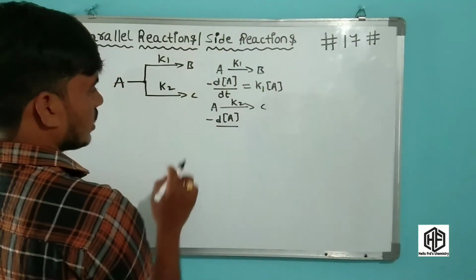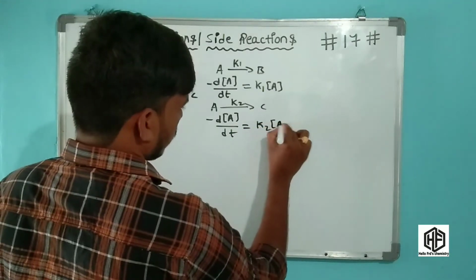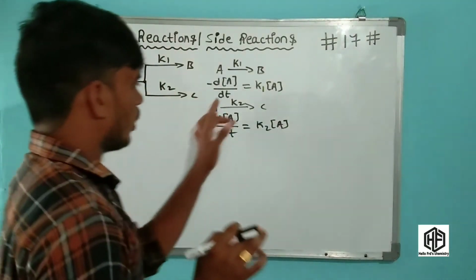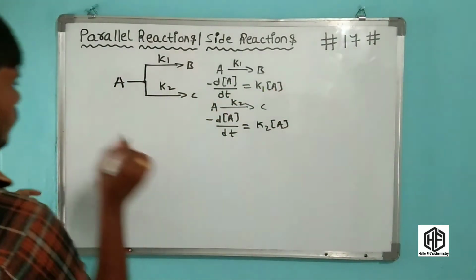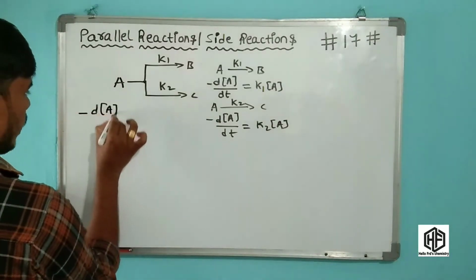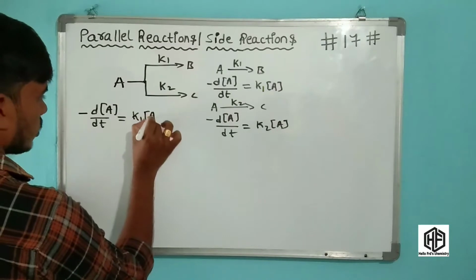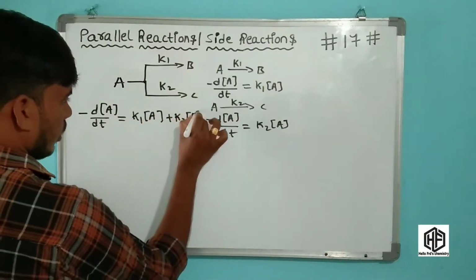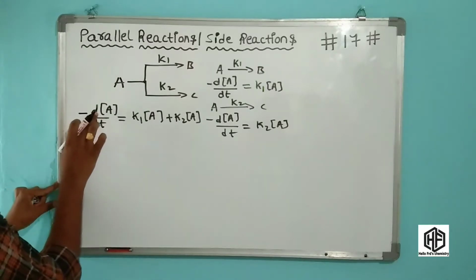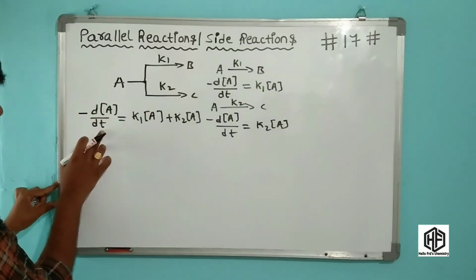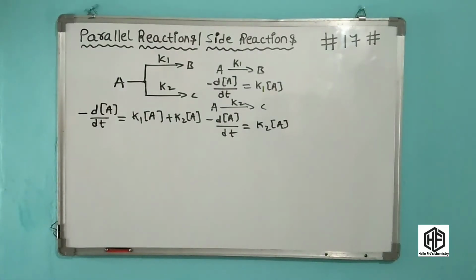Now minus dA by dt is equal to K2 into the concentration of A. So the change in concentration of A with time is K1 into concentration of A, and K2 into concentration of A. Finally, these two are added: minus d[A] by dt is equal to K1 into concentration of A plus K2 into concentration of A. This is the rate expression for the reactant A.